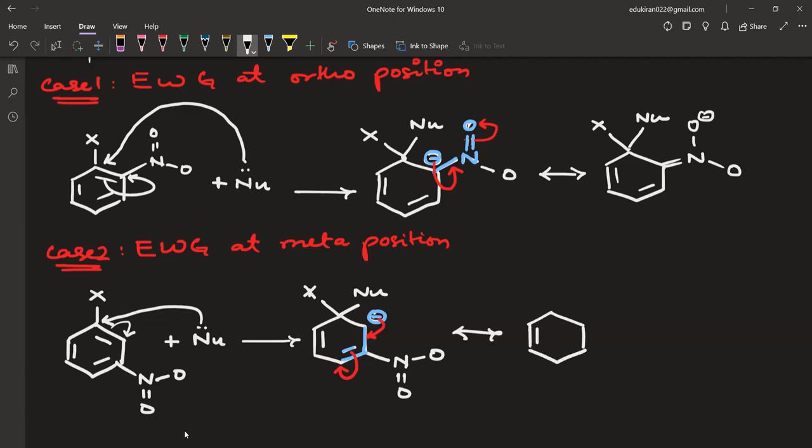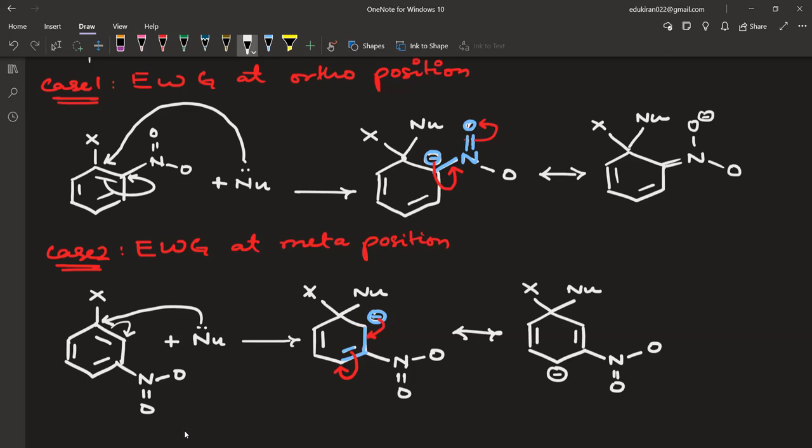Now, double bond here, this nucleophile and this X is as it is. Here we have a negative charge and here we have the nitro group. But the tragedy here is what? This negative charge is not coming on the carbon atom which is having the nitro group. Again, it cannot come there.